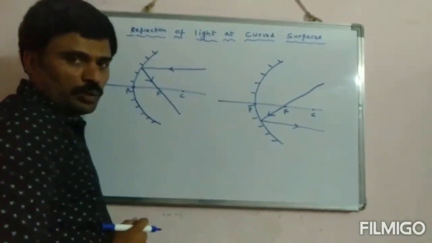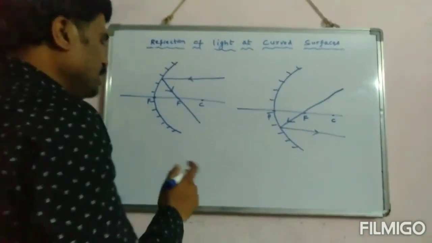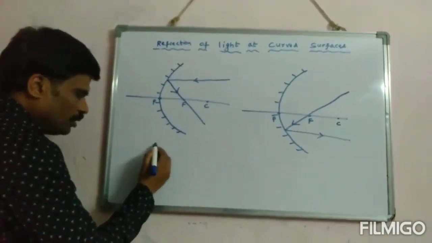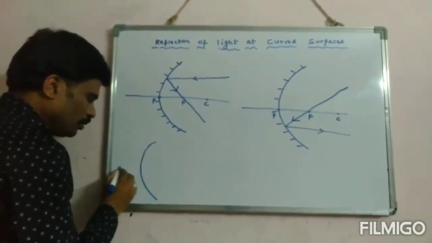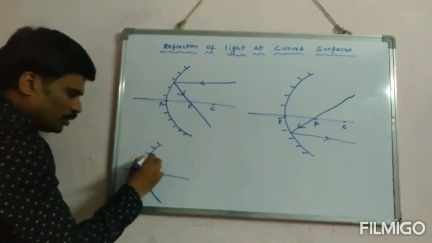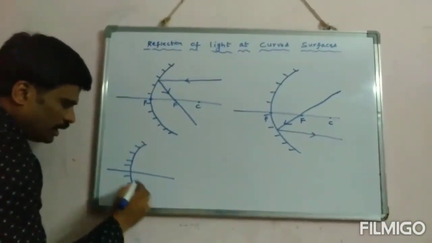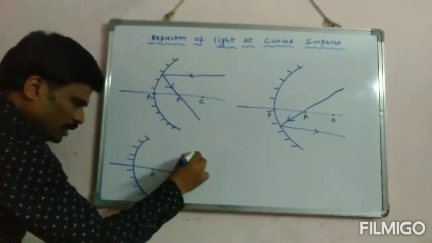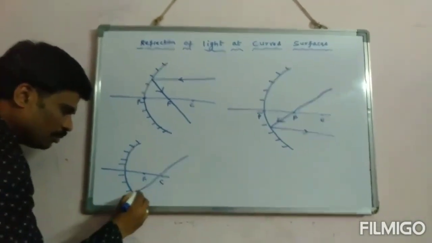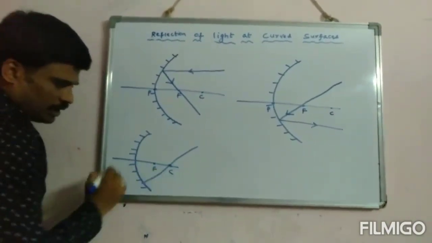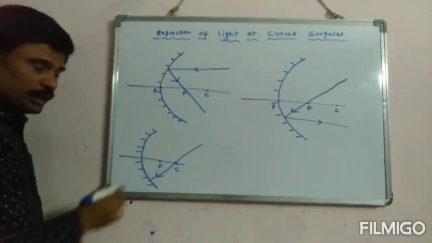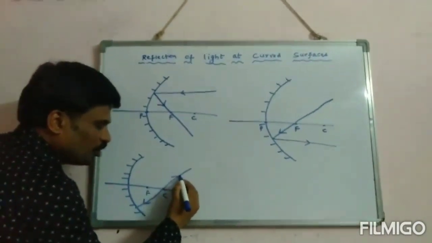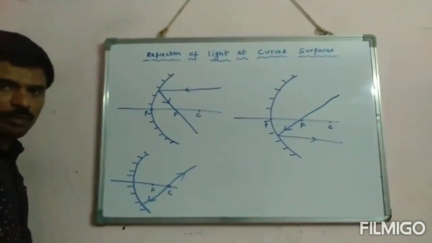Now these are the two rules. Now let us see the third rule. What is the third rule? If you see the third rule, the incident ray is now passing through the center of curvature. Then the reflected ray will be bounced back in the same direction.